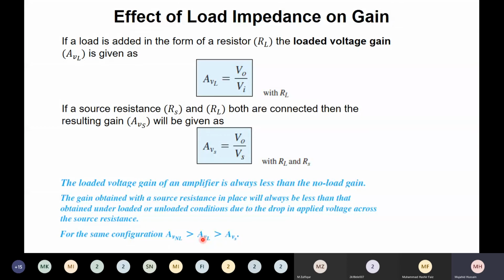In other words, you can say that your no load voltage gain will always be greater than the loaded voltage gain, and the loaded voltage gain and no load voltage gain both will be higher than the voltage gain in which there is resistance at the source.